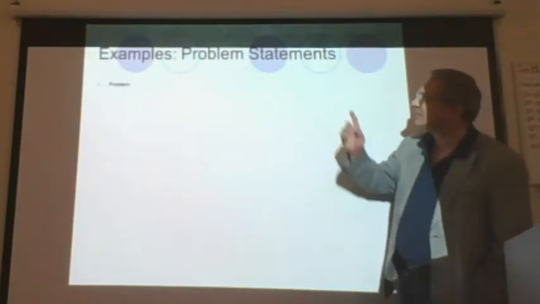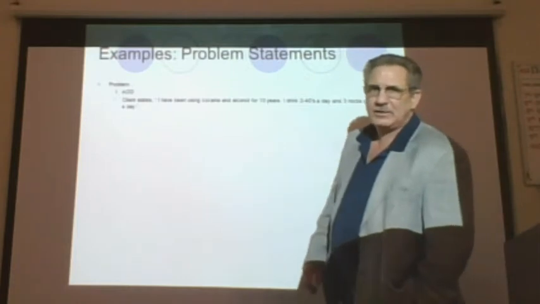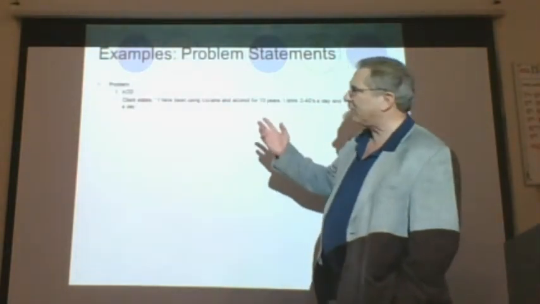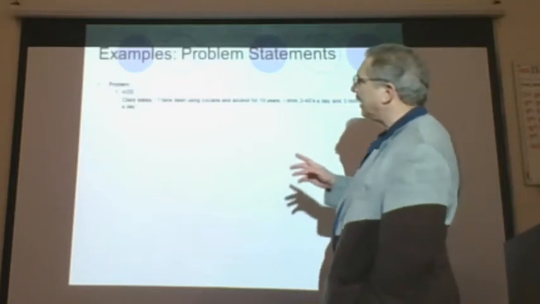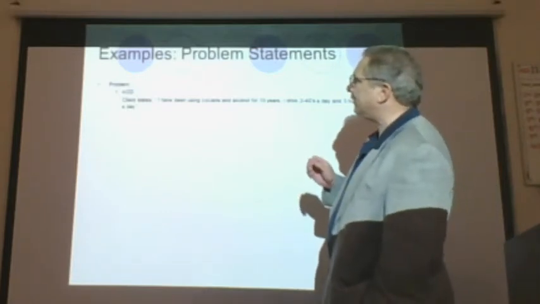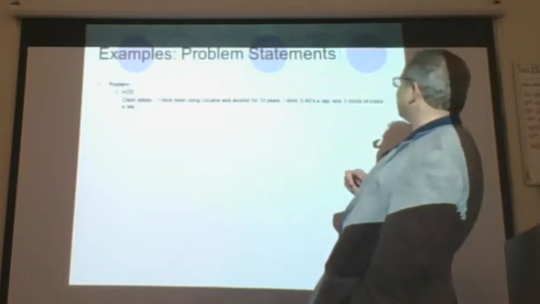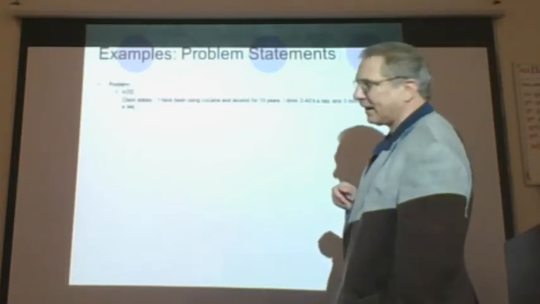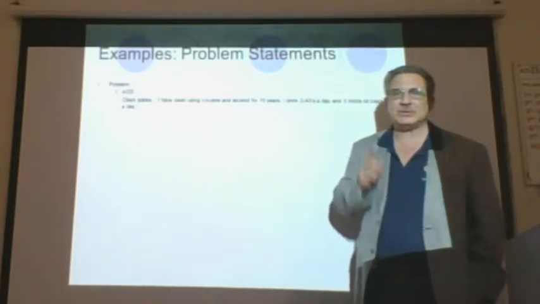Okay. The next thing, here's an example of a problem statement. Number 1, and you can't see this, but I'll read it to you. Number 1, AOD, right? That's number 1 on your treatment plan. Client states, quote, I have been using cocaine and alcohol for 10 years. I drink 2 40s a day and 3 rocks of crack a day. Okay? That is your number 1 statement.